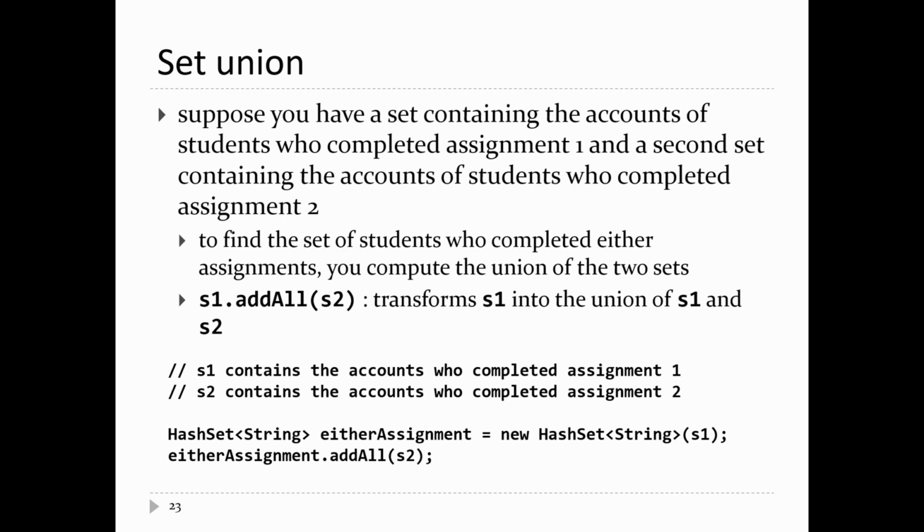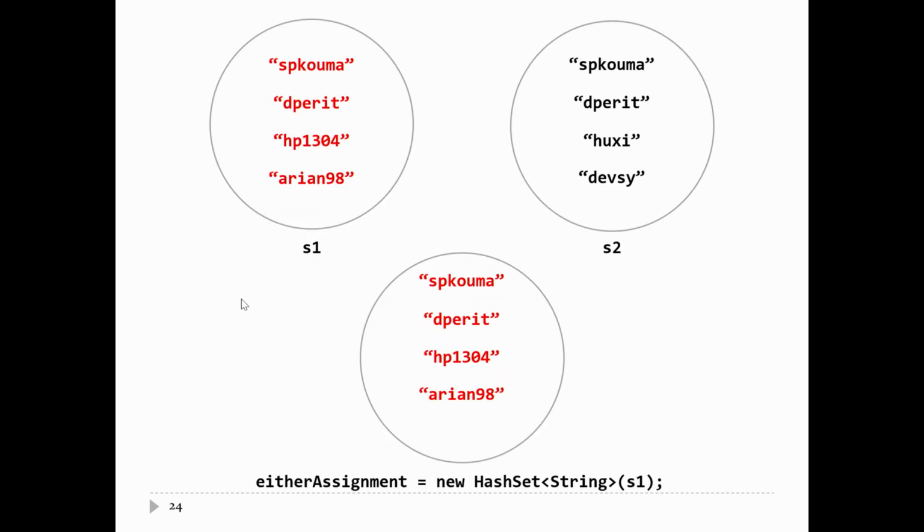If I don't want to change S1 or S2, then what you do is you make a copy of S1. So I make a new set called either assignment, which is a copy of S1. Now I can add all the students who completed S2 to either assignment. That leaves S1 unchanged, and it leaves S2 unchanged, and either assignment is now the set of all students who completed either assignment 1 or assignment 2.